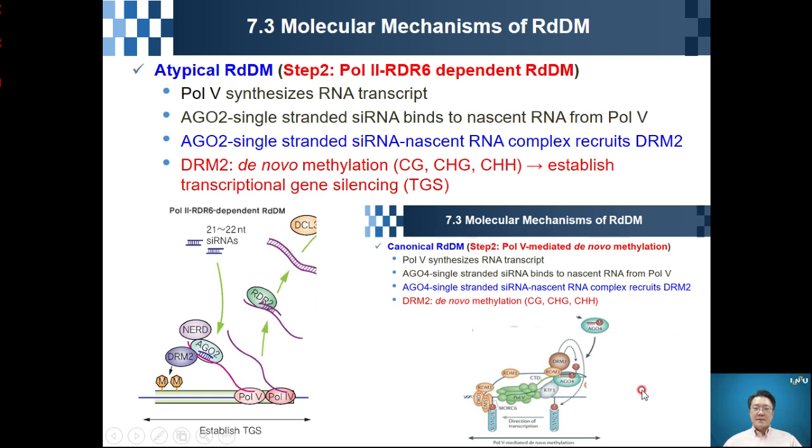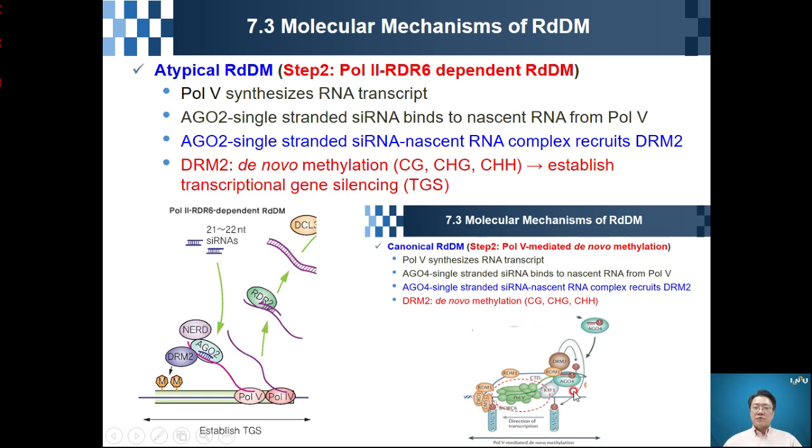Okay, let me go over some details of step 2 in the canonical RdDM. We also have a similar step, but we will see some details. In the canonical RdDM, we call it polymerase 5 mediated de novo methylation. At that time, polymerase 5 synthesized the RNA transcript.